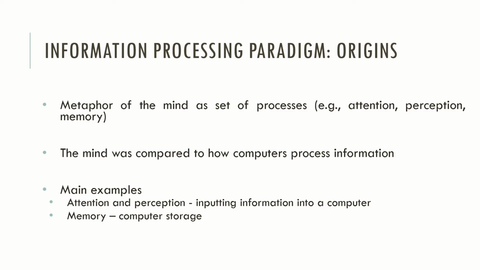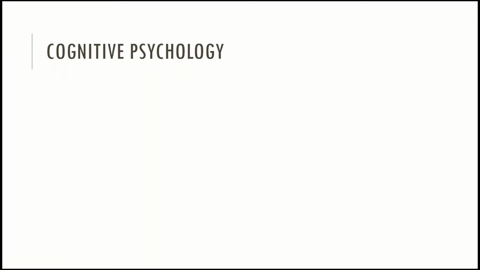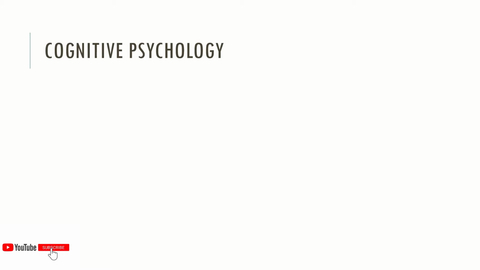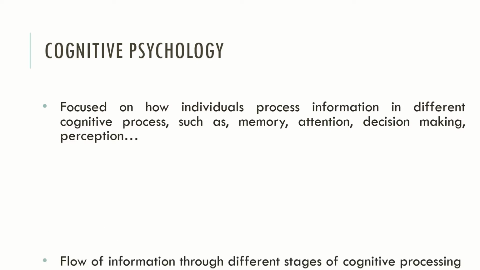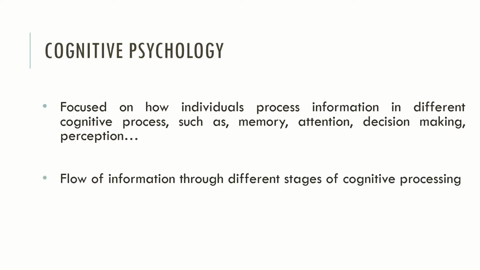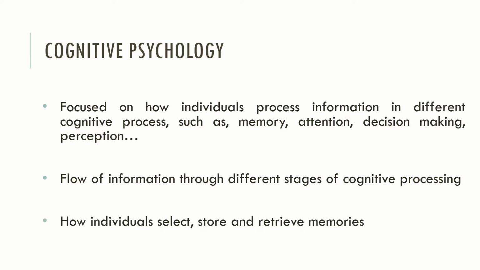So cognitive psychology was very influenced by this theory, and cognitive psychology starts to get focused on how individuals process information in different cognitive processes such as memory, attention, decision-making or perception. So cognitive psychology was focused on the flow of information through different stages of the cognitive processing. And cognitive psychology starts to get focused on how individuals select, store and retrieve memories. So, this shows how cognitive psychology was influenced by the information processing paradigm.